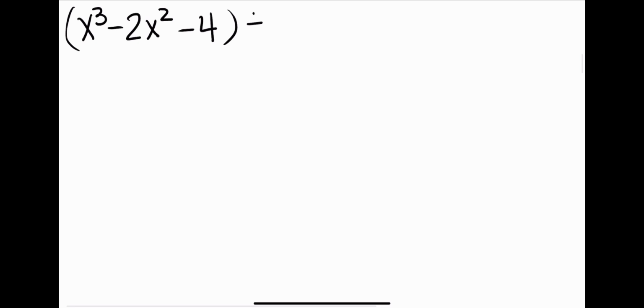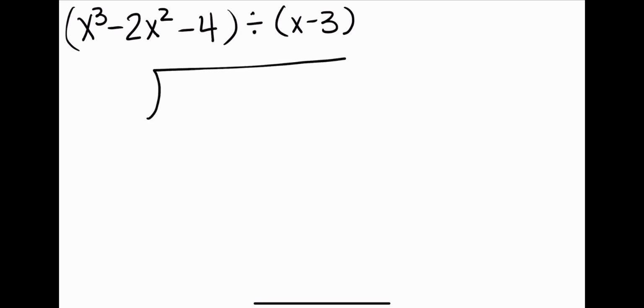We are going to do x to the third power minus 2x squared minus 4 divided by x minus 3. So let's go ahead and set this up. This time we don't have the boxes, but there's only a few basic things that you need to remember. On the outside, you're going to write your divisor, so that's x minus 3. On the inside, you're going to write your dividend.